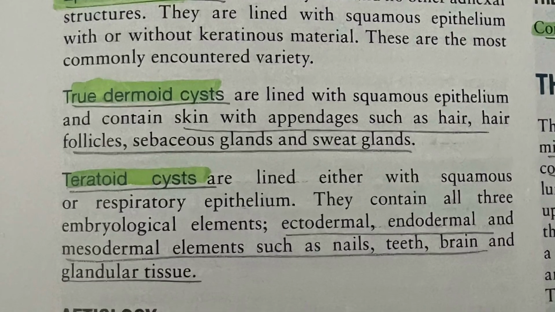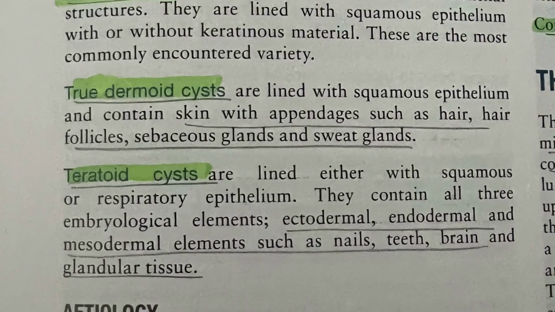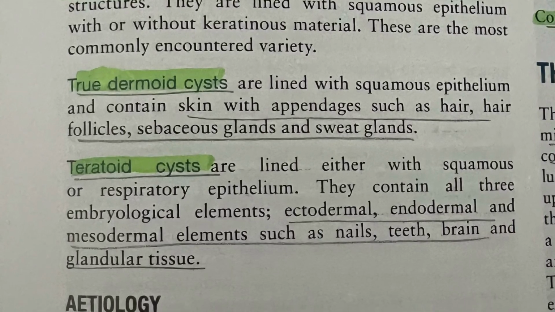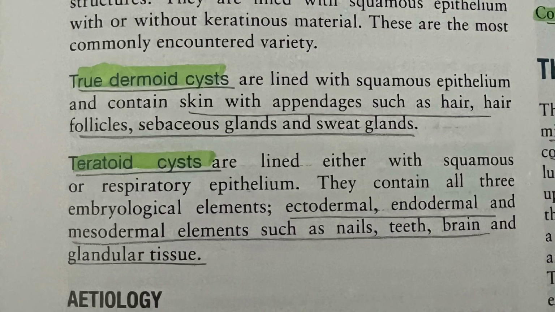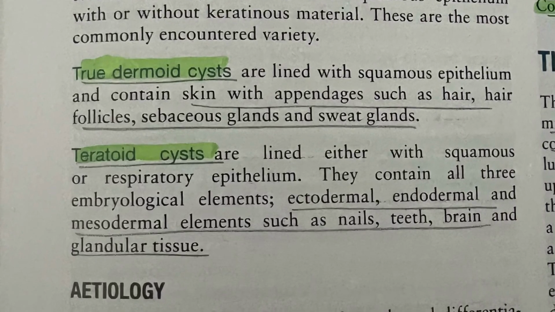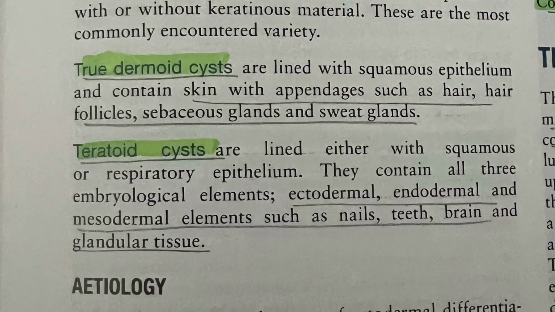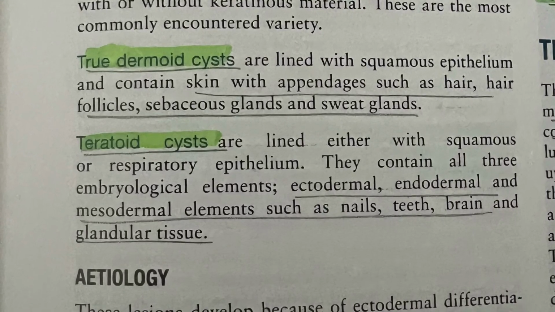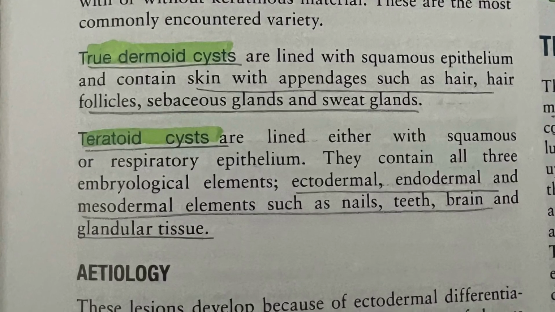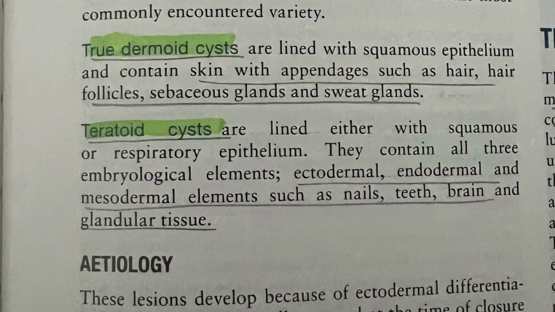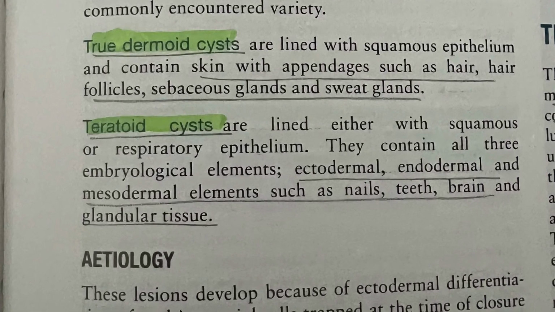True dermoid cysts are lined with squamous epithelium and contain skin and appendages such as hair follicles, sebaceous glands, and sweat glands. Teratoid cysts are lined with either squamous or respiratory epithelium. They contain all three embryological elements: ectodermal, endodermal, and mesodermal elements such as nails, teeth, brain, and glandular tissue.